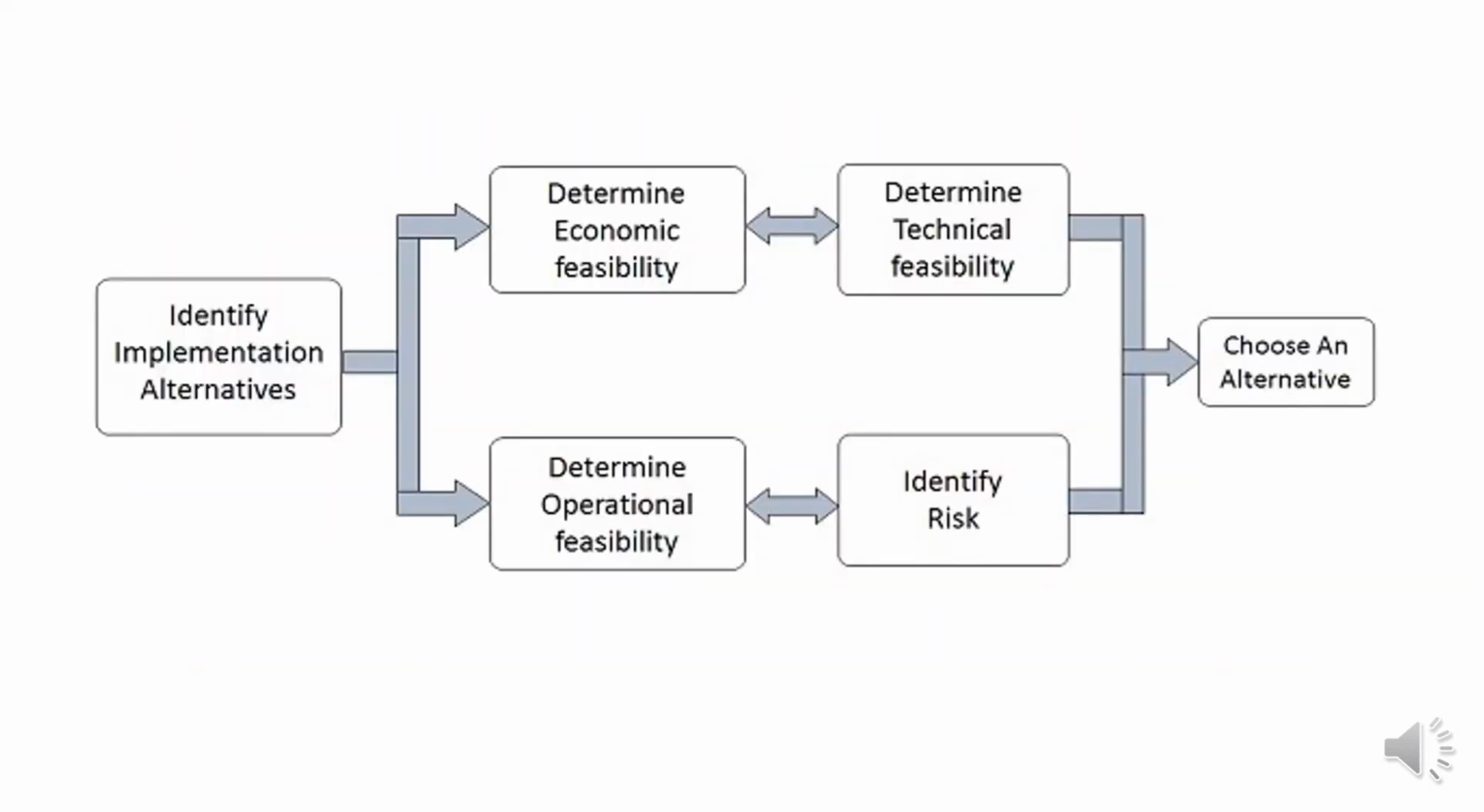This is a view graph showing how it works. Identify implementation alternatives, determine economic feasibility, determine technical feasibility, along with determining operational feasibility, identify risk, then choose an alternative.